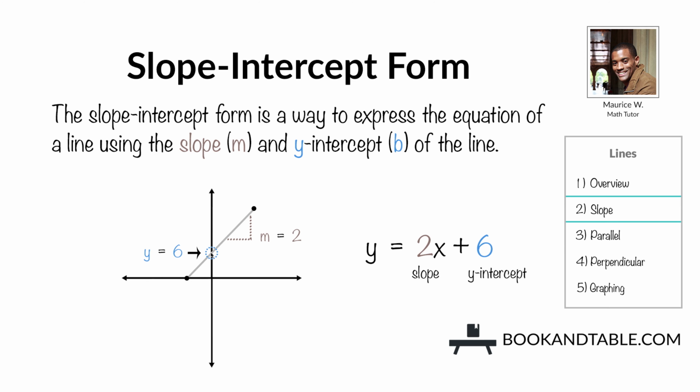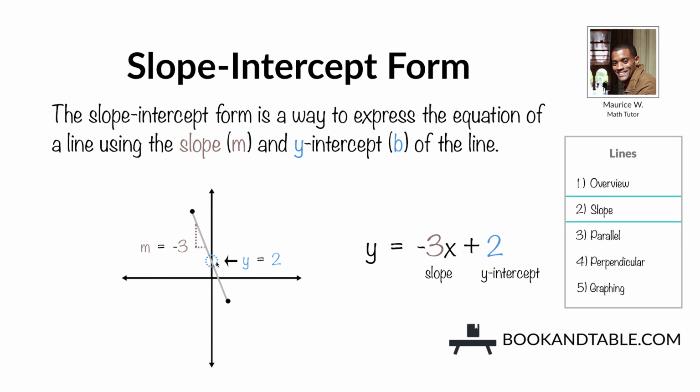So if this line is crossing here at positive 6 and it has a slope of positive 2, then the equation of this line is y is equal to 2x, the slope m is replaced by the actual slope 2. So 2x, and the y-intercept is positive 6, so it's plus 6. So this would be the equation of this line. And again, all we were given were the slope and where this line crosses the y-axis.